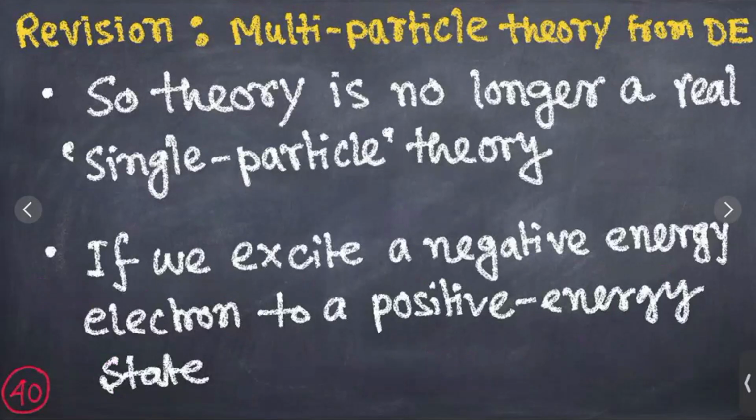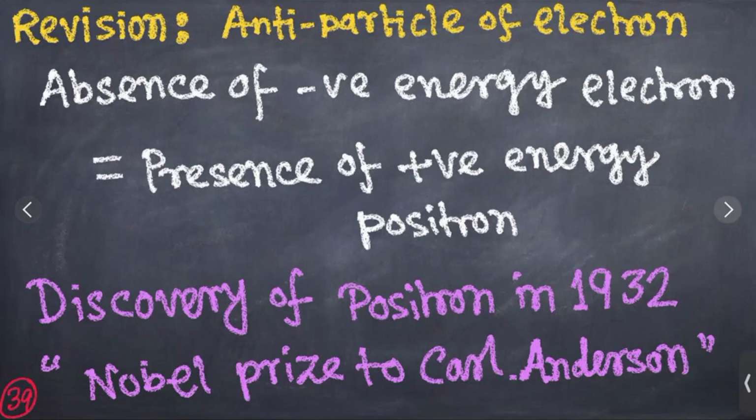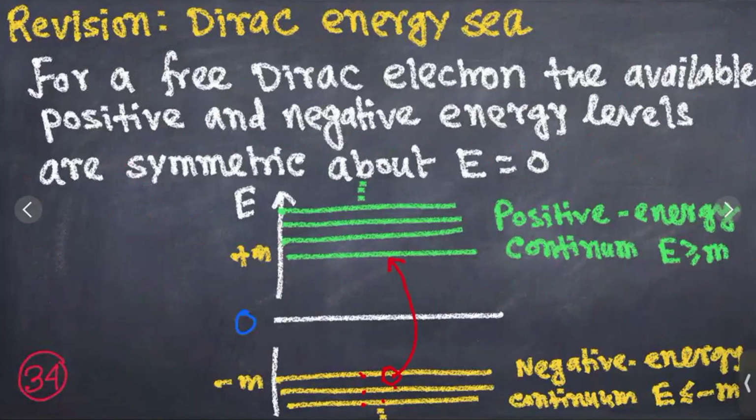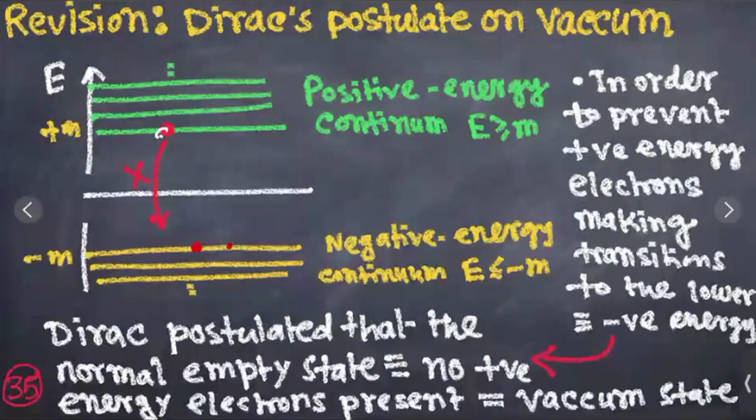Hold on. So the absence of a negative energy particle is an antiparticle. Can you go to the previous slide, 39? The absence of a negative energy electron is equal to the presence of a positive energy positron. The absence of a negative charge, negative energy particle is the presence of a positive energy antiparticle. If I try to draw it once again on the previous diagram: here I have a negative energy electron. If this jumps to here, there will be an absence of a negative energy electron. That is how we define a positron.